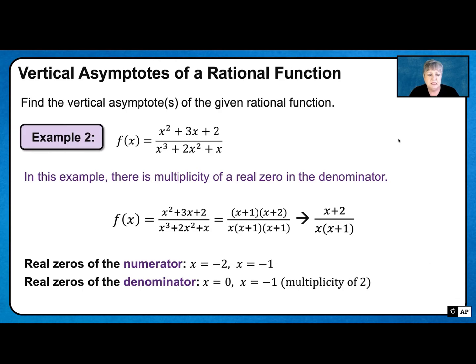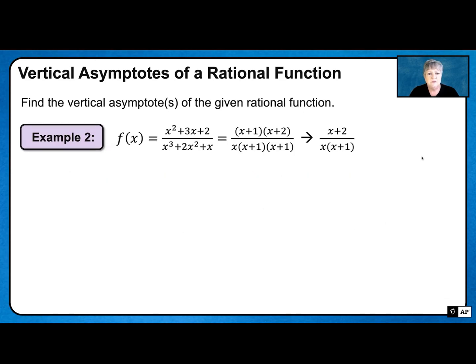And notice I mentioned multiplicity of 1 in the previous one. Well, we'll take a look at this one. When we factor this, we see that we have an x plus 1 factor, multiplicity of 1 in the numerator, but multiplicity of 2 in the denominator. So that does not reduce completely. Once we reduce x plus 1, we're still left with an x plus 1 in our denominator. Because of that multiplicity of 2, that will not be a hole. That is going to be a vertical asymptote.